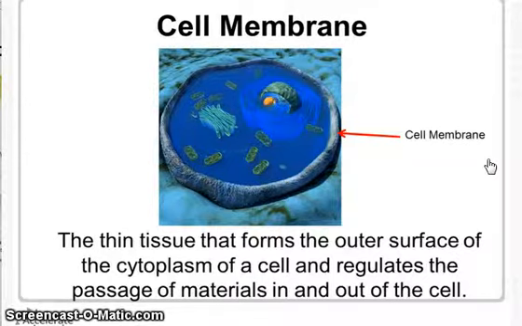Every cell is surrounded by a thick covering called a cell membrane. The cell membrane protects the cell, holds its contents together, and controls what goes in and out of the cell. It protects the inner part of the cell. This is also known as the skin of the cell. As you can see on your screen, the definition that they have is the thin tissue that forms the outer surface of the cytoplasm of a cell and regulates the passage of materials in and out of the cell.